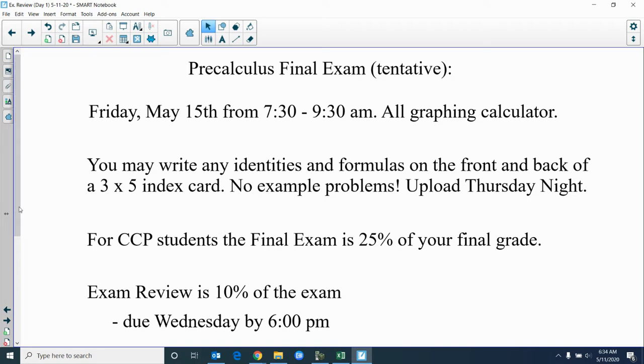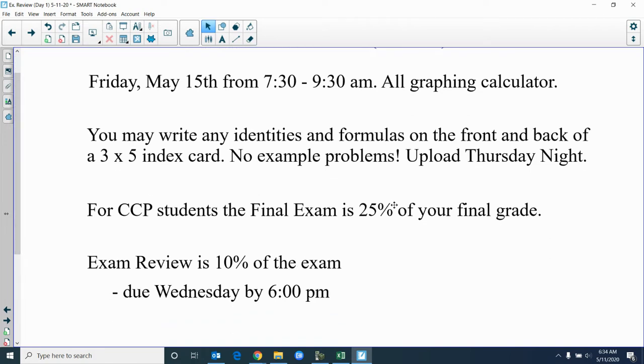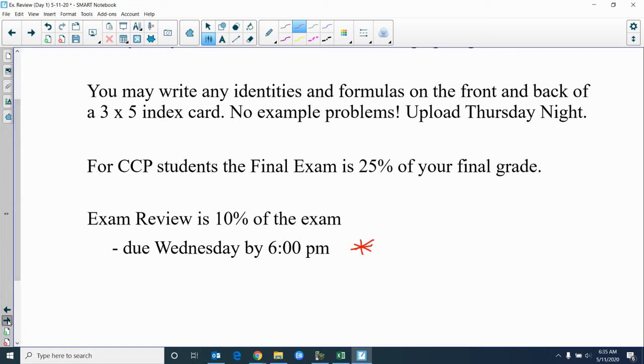Remember, this is 25% of your final grade. The exam review will be 10% of the exam. So if the exam's 100 points, it's 10 points. If it's 120, it'll be 12 points. Okay, it's due Wednesday by 6. Got it? And if it's late, then I'll have to take off points, which will result in points off your exam. All right, just a couple things here.